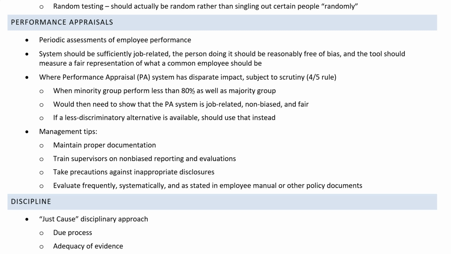And now we need to start looking at, okay, is the system job related? Is it non-biased to the extent that we can make it? And is it fair? If there's a less discriminatory alternative available, we should use that instead. Otherwise, we can continue using it as long as we're able to justify it sufficiently. So management tips here: maintain proper documentation, train your supervisors on non-biased reporting and evaluations. That seems like it should be obvious, but it's not always clear, again, because we're human and we have our own biases, whether we're aware of them or not.